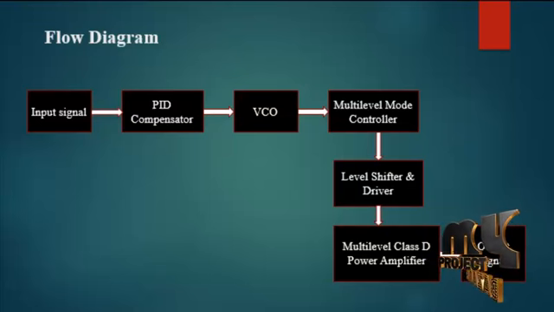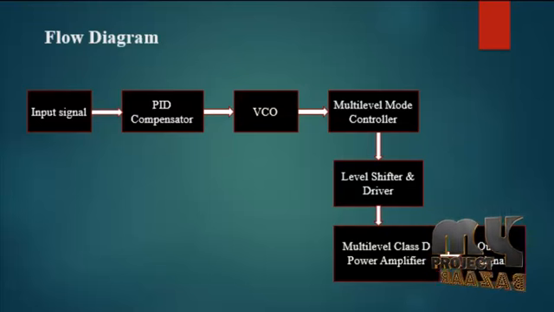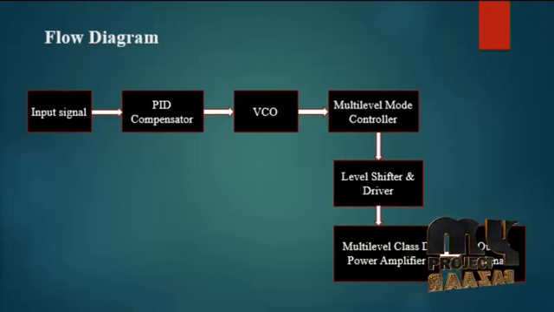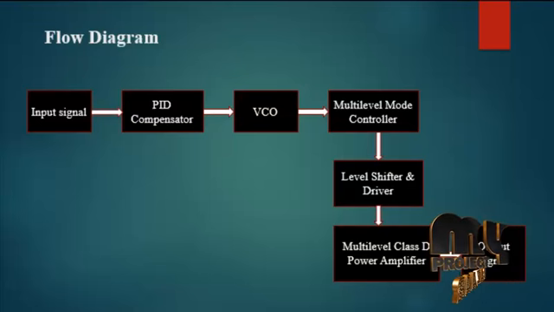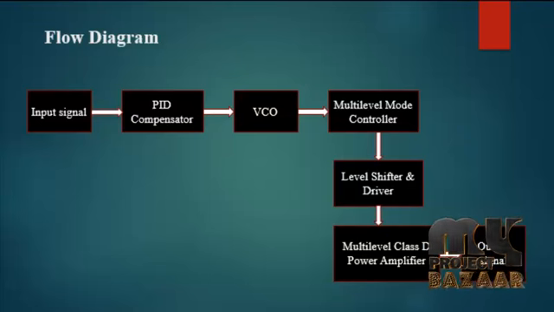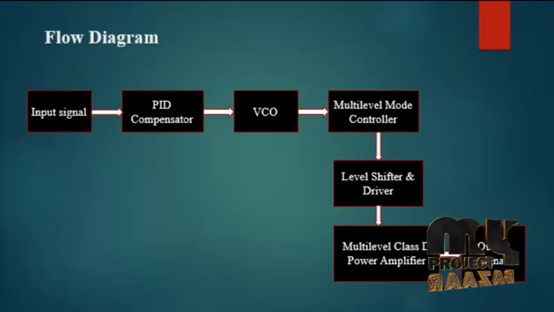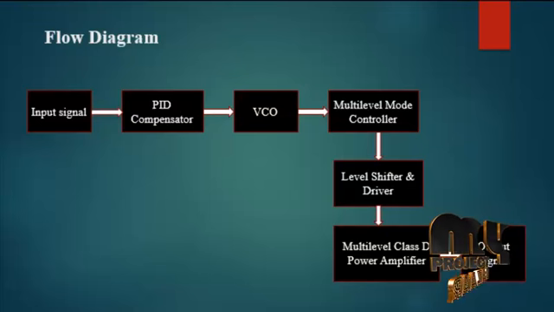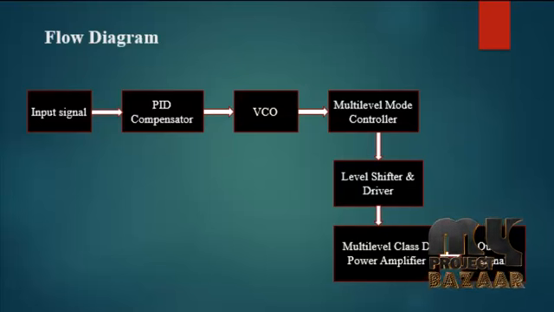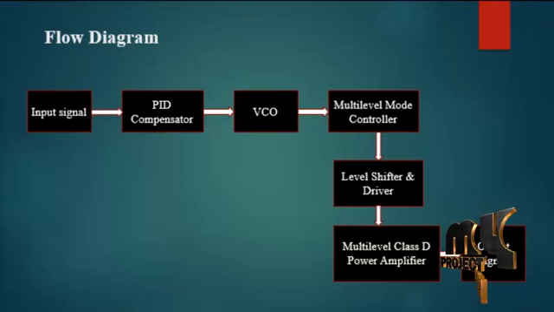Now we are going to discuss the flow diagram of our product. We are using 4 different modules to implement our product. They are the PID compensator, non-overlapping operations, level shifter and driver, and the multi-level Class D power amplifier. The PID compensator contains some capacitors and resistors and then a power amplifier. The output of the power amplifier is directly applied into the non-overlapping operation.